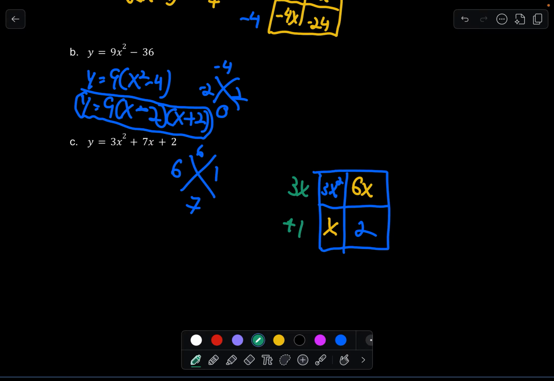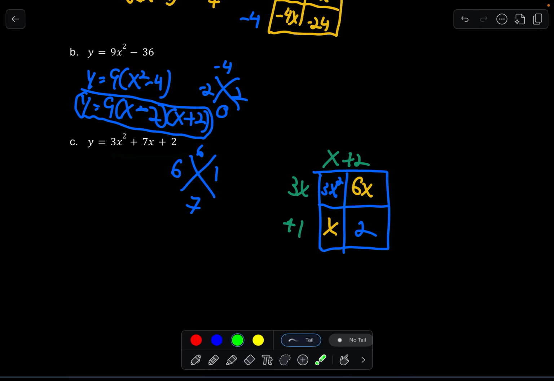And then you could also GCF down this column. What's common between 3x squared and x, and that'll be x. Just x. And what's common between 6x and 2? That's a 2. So we'll plus 2. So when you look at this, you can double check. 3x times x gives you 3x squared. And 1 times 2 is 2, and 3x times 2 is 6x. 1 times x is x. And then when you add those two together, you end up with this.